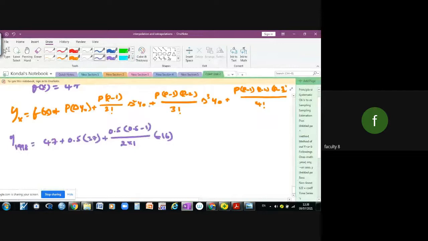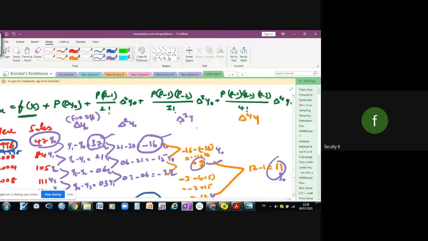So 16 plus, and the p value here again, p value 0.5 into 0.5 minus 1 and into p minus 2, right? 0.5 minus 2, divided by 3 factorial, that is 3 into 2 into 1, into delta 3 y naught. See, what is the delta 3 y naught value?